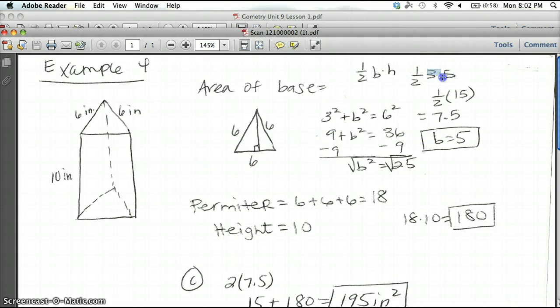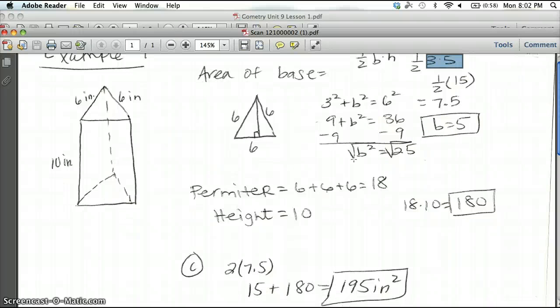This actually says 3 up here. Can you please change that to 6? So that should be 6 times 5. So it should be 1/2 of 30, because 6 times 5 is 30. And then 1/2 of 30 is 15. So actually the area of your base should be 15, okay? So go ahead and change this down here to 15 as well. And then go ahead and change your 15 to 30, okay?